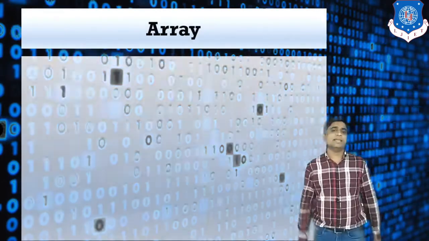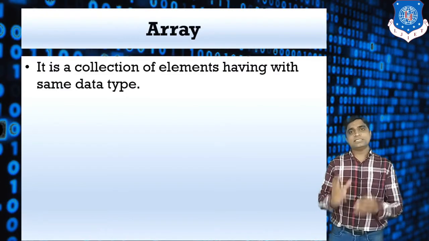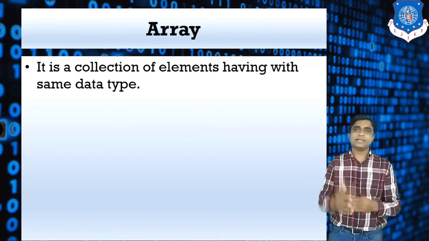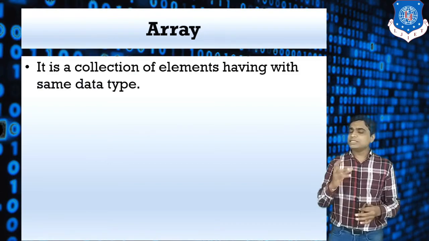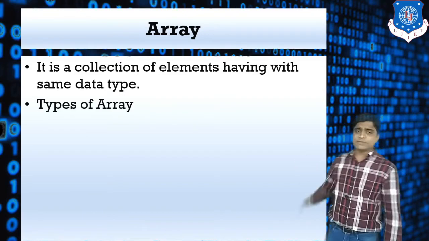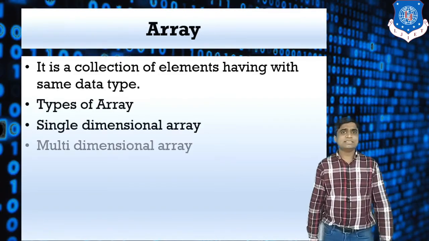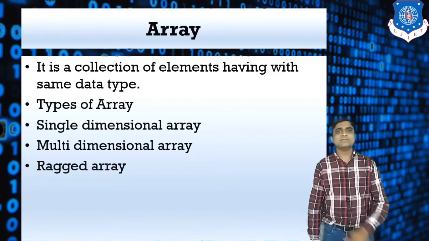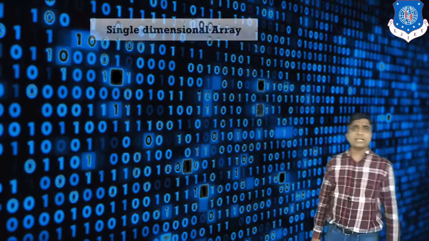So what do we mean by the array? An array is a collection of variables with the same data type. If you want, you can declare an integer array, a float array, or a double array, but an array always means a collection of variables with the same data type. Here are the different types of the array. The first one is the single dimensional array. Next is the two-dimensional or multi-dimensional array, and the last one is the ragged array.